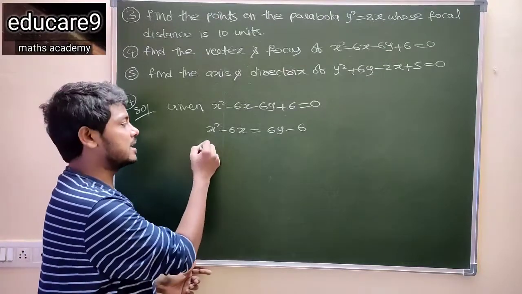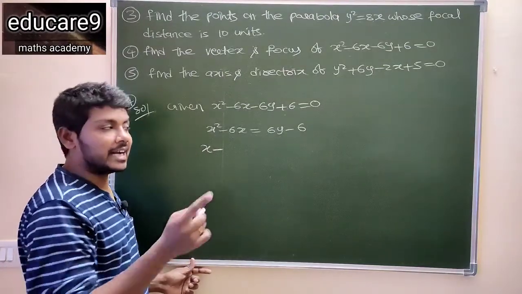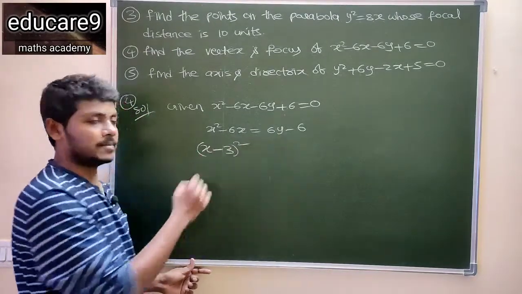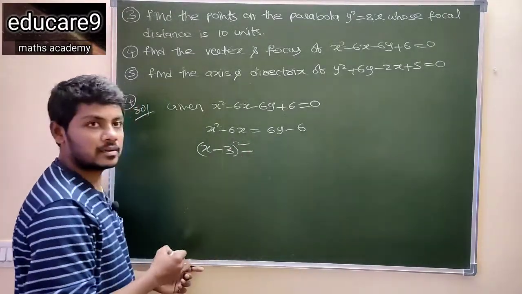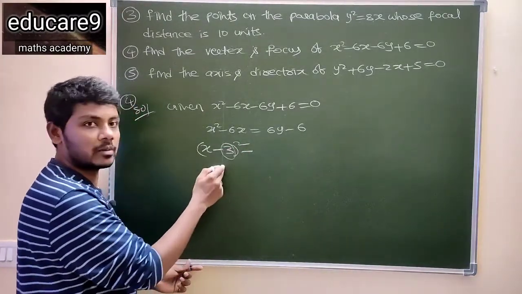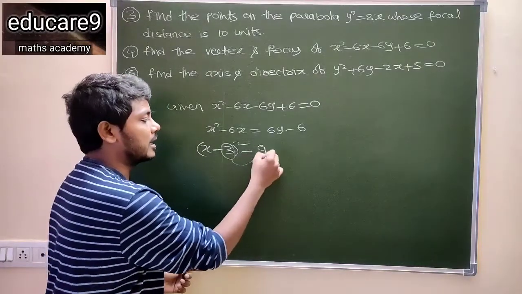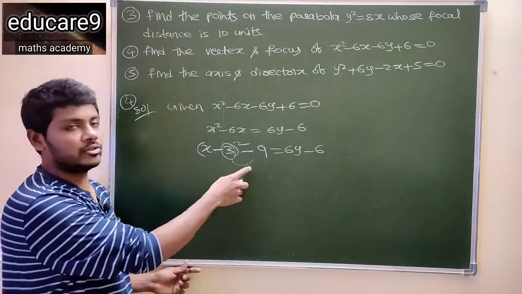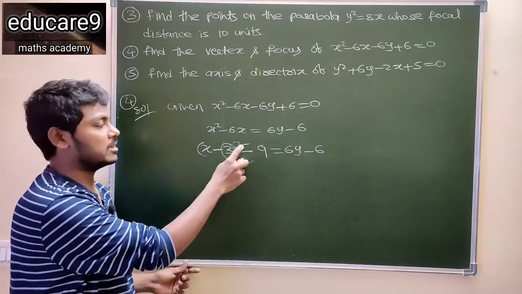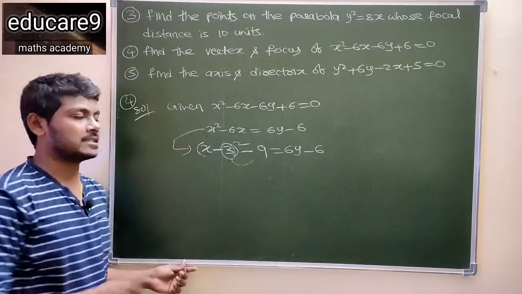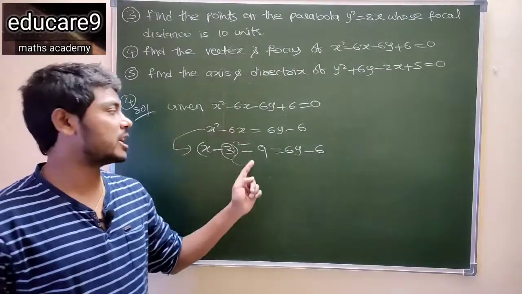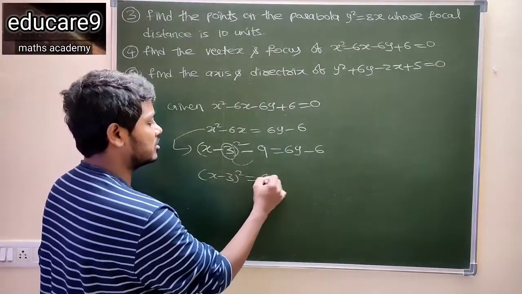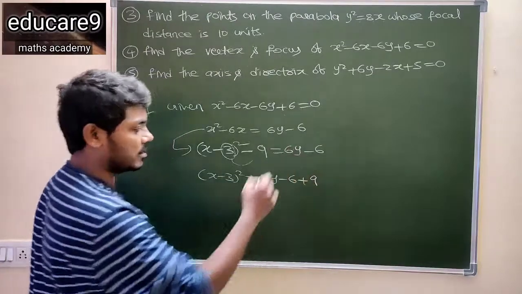See here, this can be written as x minus, we should write the half value of 6, that is 3. Square of this minus square of second term, square of this, 9. Okay. Now this is equal to 6y minus 6. Now simplify this, you will get x square plus 9 minus 9 get cancelled minus 6x. Therefore x square minus 6x write as x minus 3 whole square minus 9. Now this is x minus 3 whole square is equal to 6y minus 6 plus 9.